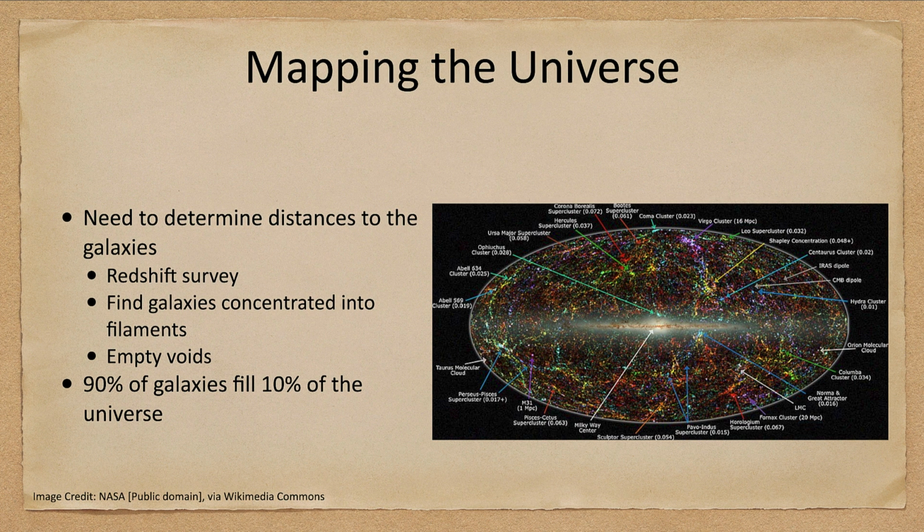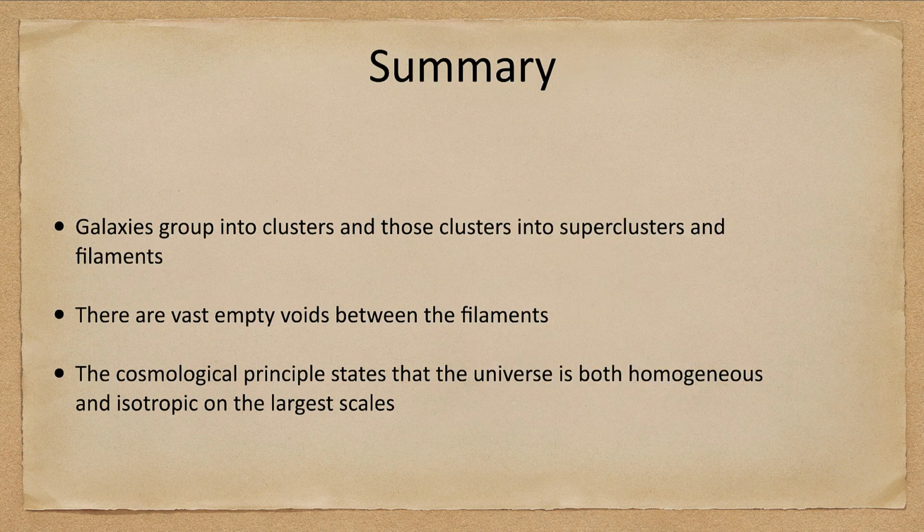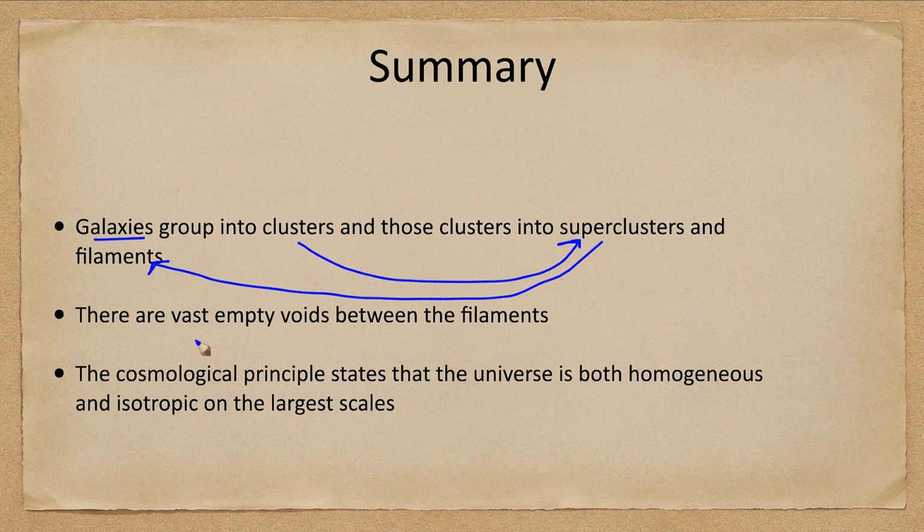So let's go ahead and finish up with our summary. So what we've seen is that galaxies will group into clusters. Those group into superclusters, which then become the filaments, and the empty spaces between them become the vast empty voids between these filaments. We also looked at the cosmological principle, which states that on the very largest scales, the universe is homogeneous and isotropic. Homogeneous: every large section of the universe looks the same. Isotropic: the universe looks the same in all directions.